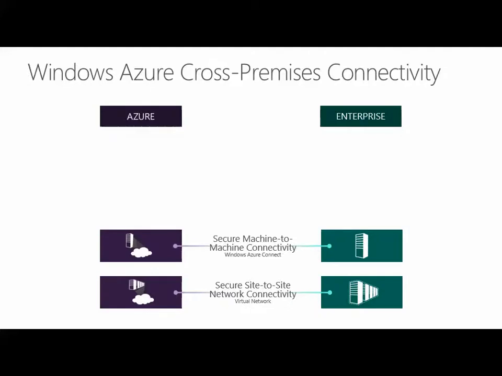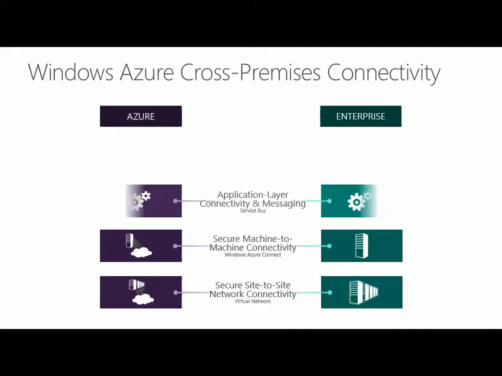If you don't have that luxury, you can still do a machine-to-site connectivity with Windows Azure. It does not allow you to connect to multiple machines. It will only allow you to connect one single client that is running on the internet to a virtual network in Azure. If you don't want to have the site-to-site connectivity, or if you want to have applications communicating with each other, you can use the Azure service bus to have that application layer connectivity and messaging. The applications will be able to exchange messages directly.